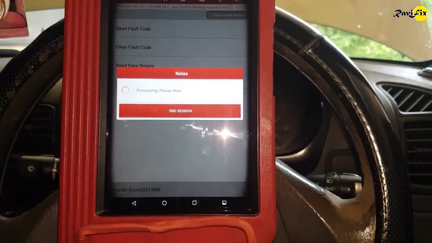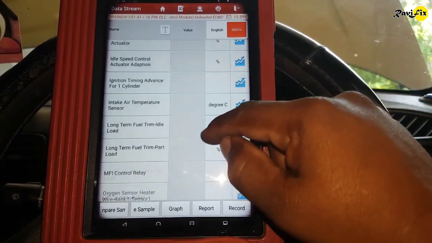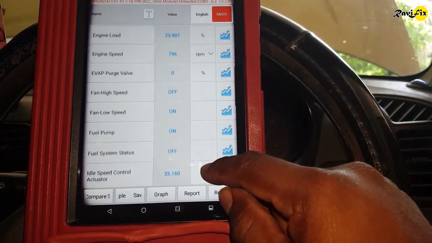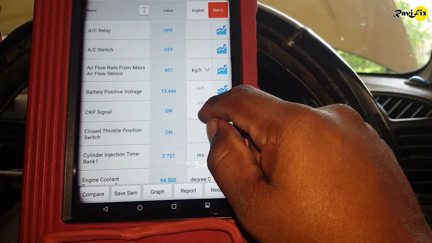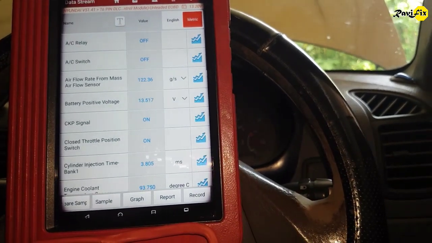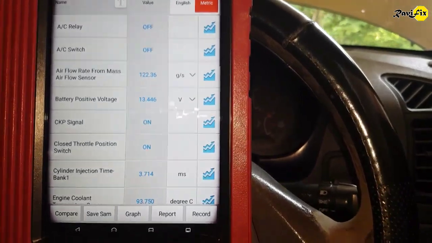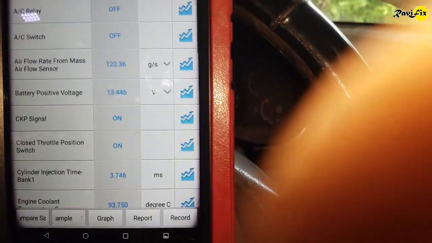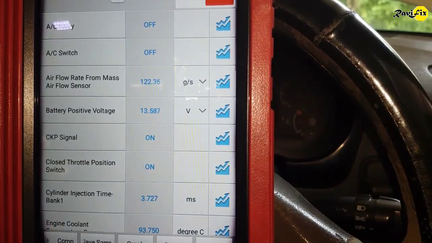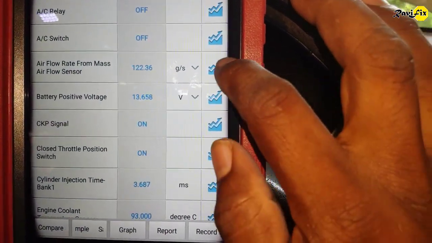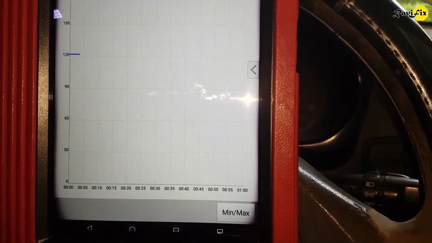Okay, go to read data stream and select all the data pins. Here is the airflow rate for the mass airflow sensor. First I change the unit to gram per second. Look at that figure, 122 grams per second. That is very high. For this engine, it should be around 1.5 to 2 grams per second at idle. This high airflow rate is consistent with the circuit high input code of the mass airflow sensor.